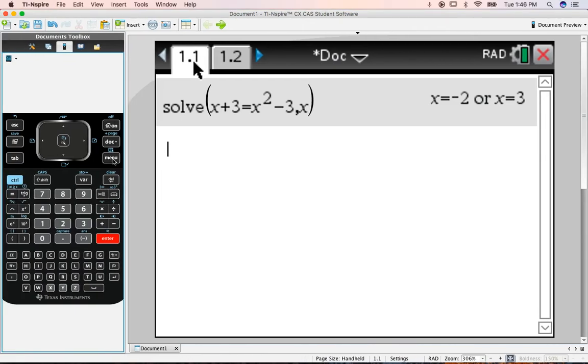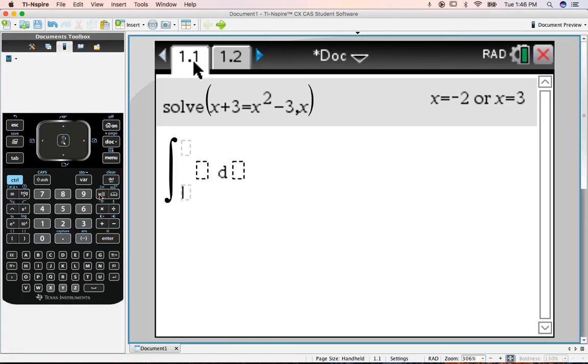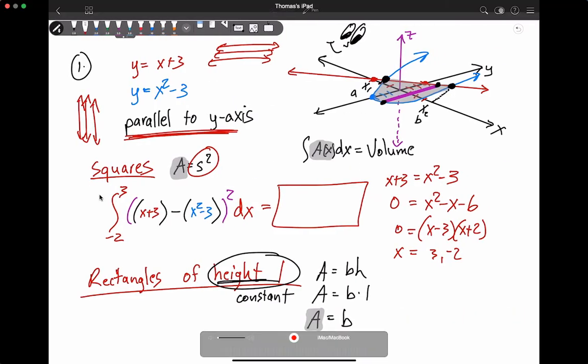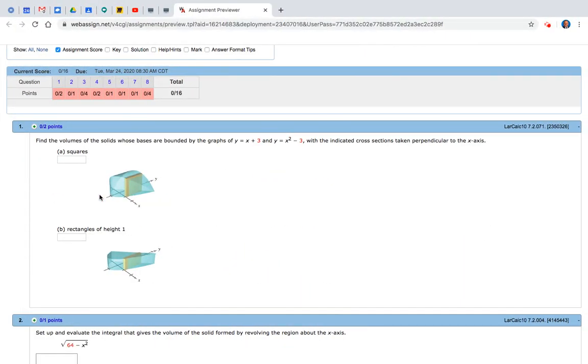Okay, so let's go to the calculator. We're going to do the integral from negative 2 to 3. Whoops, not e, 3. And it's going to be this side squared, in vertical slices, which is dx. Okay, so we'll say the top minus the bottom. And now we're just going to jump in there and put what we had as the top of x plus 3. And then we have the bottom being x squared minus 3. And then we get an answer of 625 over 6. That will be the answer here, which is the volume.